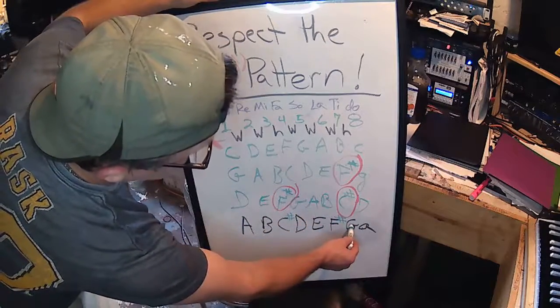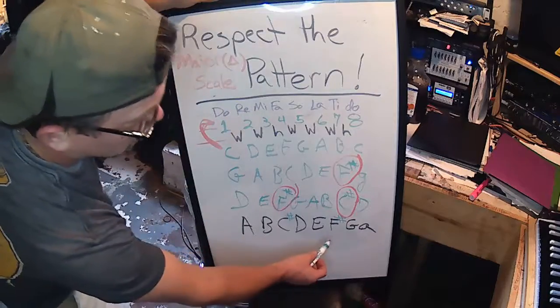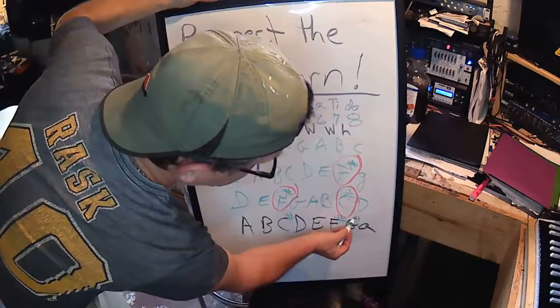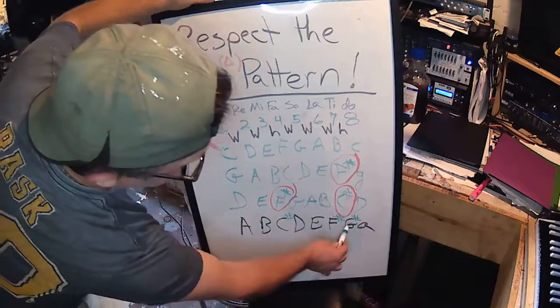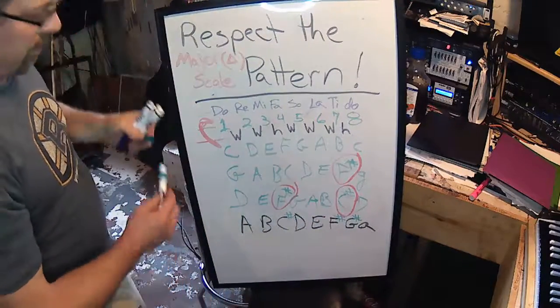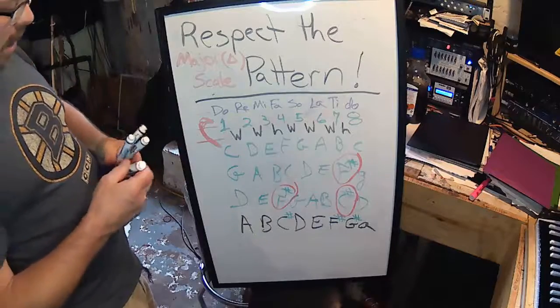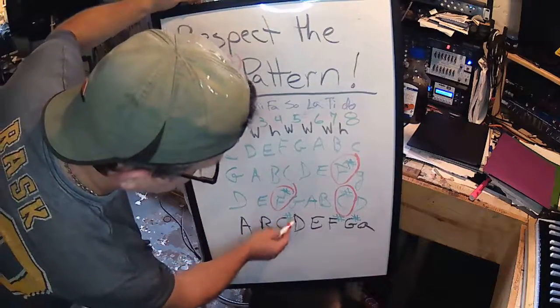F sharp to G. Whoop, not a whole step. I gotta sharpen that. Whole step. F sharp to G sharp, whole step. G sharp to A, half step. So now we've walked through a few keys.